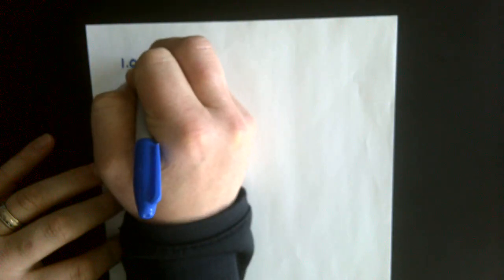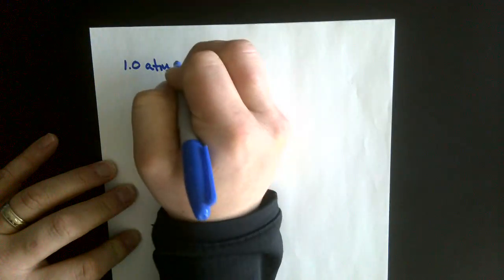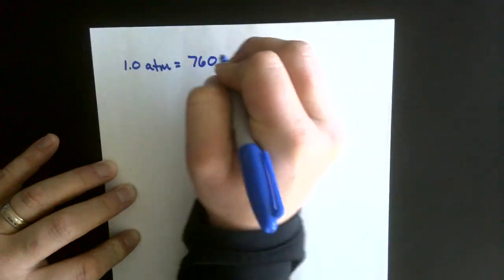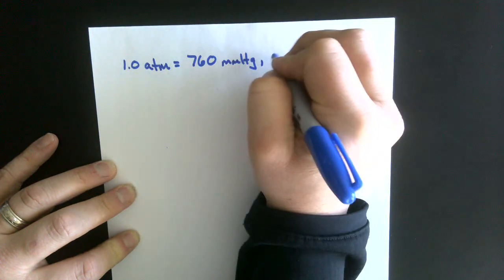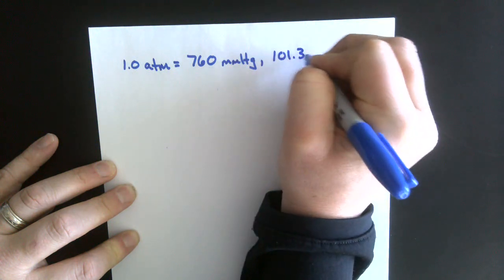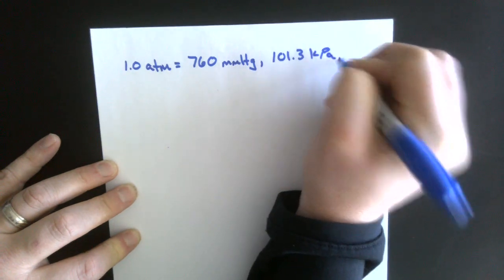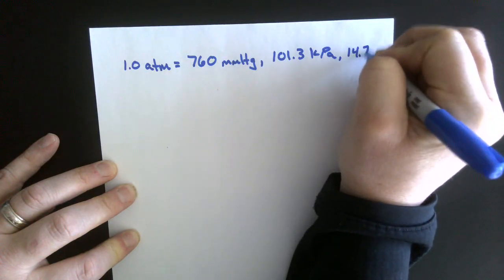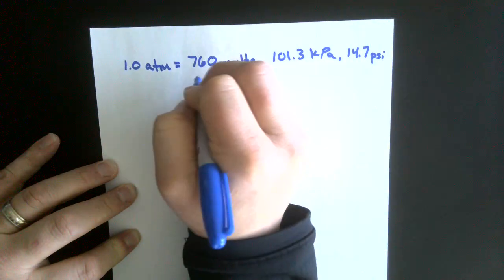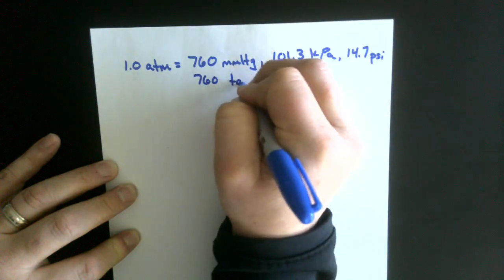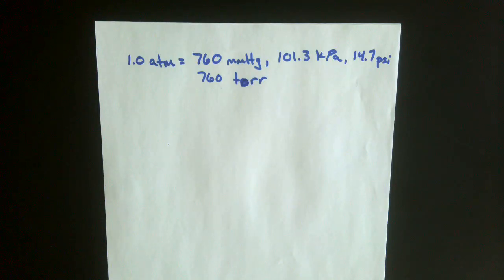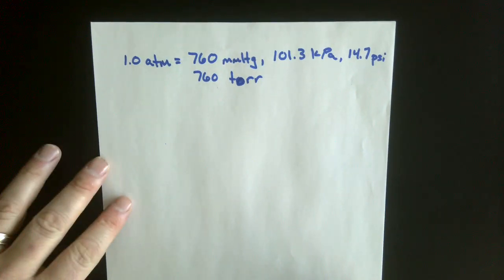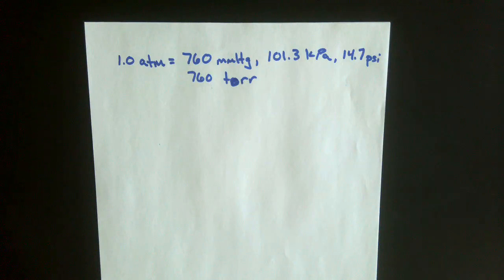The standard pressure unit is going to be atmospheres, and one atmosphere could be equal to 760 millimeters of mercury. It could also be equal to 101.3 kilopascals. It can also be equal to 14.7 psi. And we also have 760 torr, T-O-R-R, as another measurement. So one atmosphere can be equal to all of those different ones.